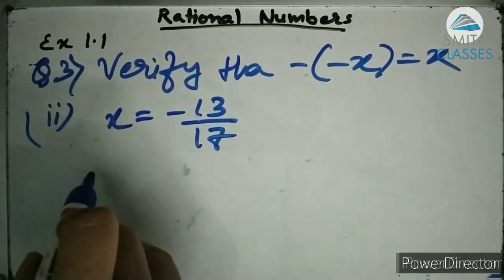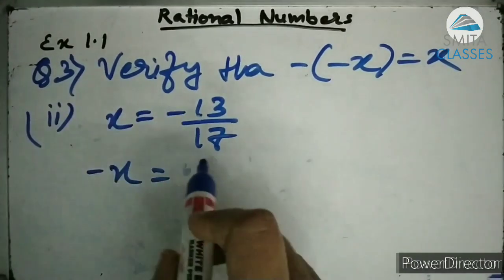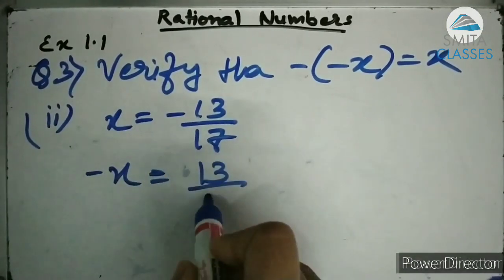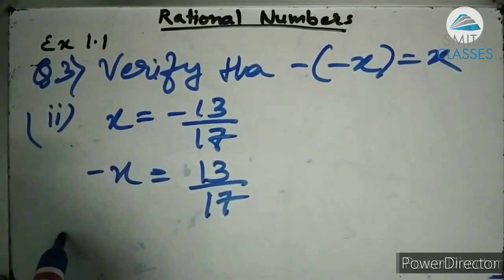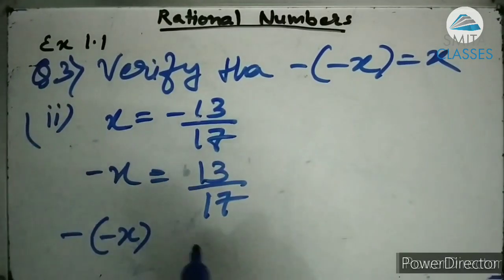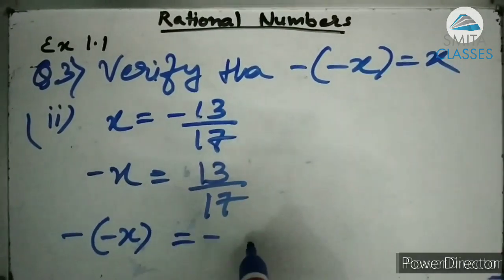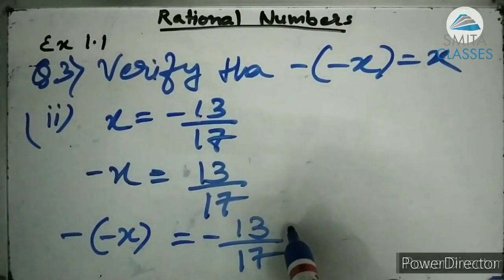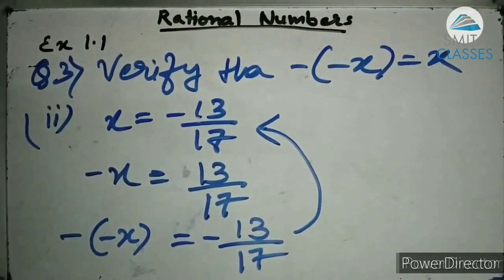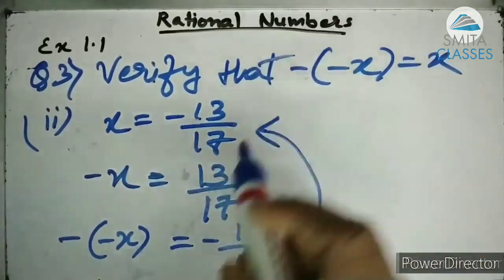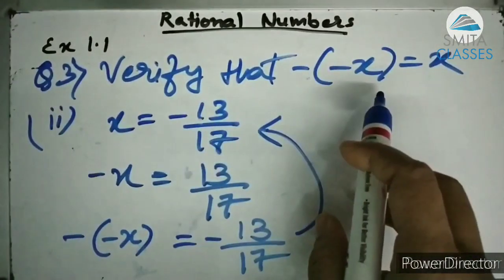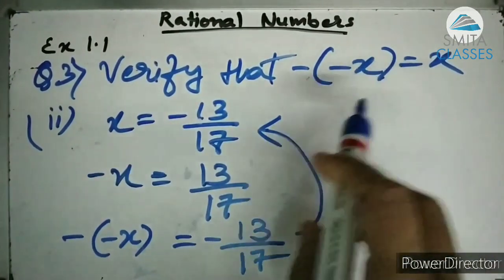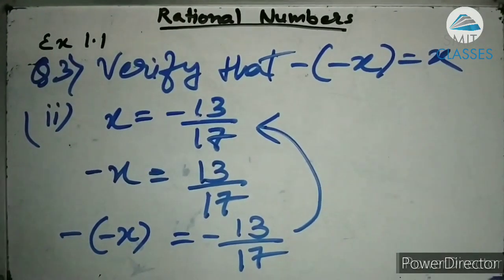So what will be the negative of x? Negative of x will be 13 by 17. What will be the negative of this negative x? Negative of this negative x will be minus 13 by 17, which is equal to our original x. So it is verified that negative of negative x is equal to x. Now I go to question 4.